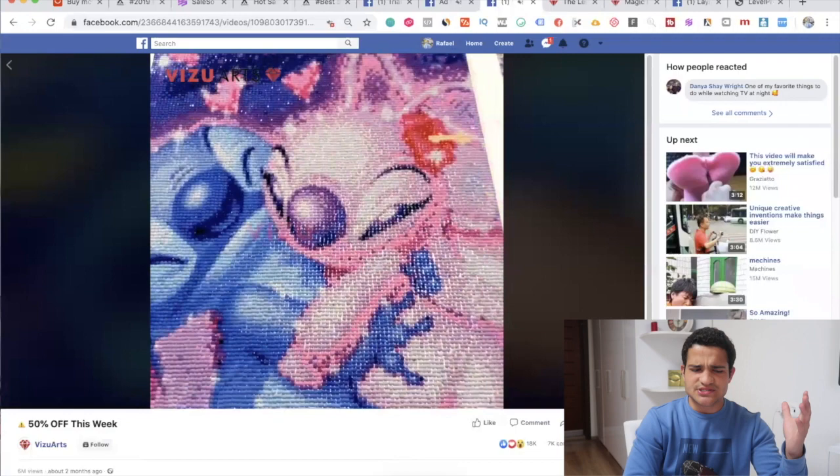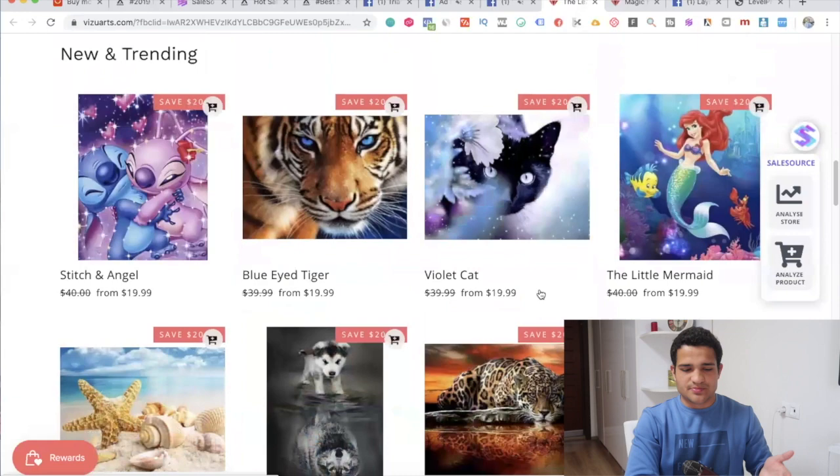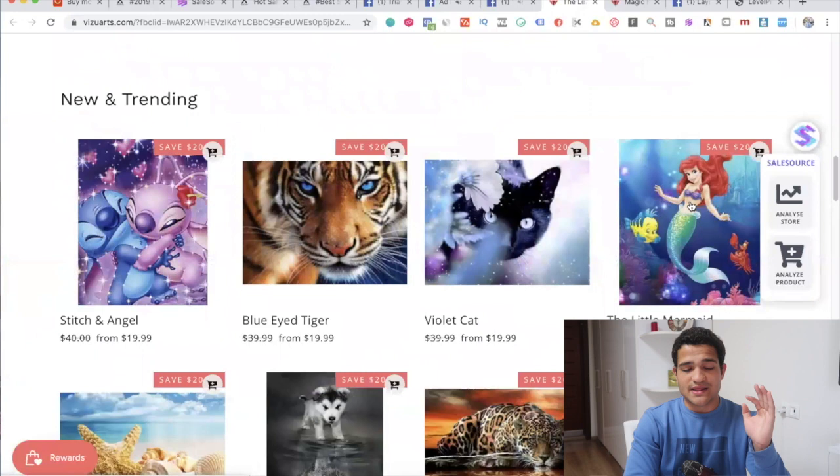And they're not super expensive. It's not like you're gonna have to spend a lot. For Magic Kingdom, it's $20. For Galaxy Night Sky, 20. Four Seasons 3, 20 bucks. Like, it's not terrible, right? $20 for this, it's actually pretty good. I wouldn't recommend selling anything that's from a particular brand or a big brand, like Little Mermaid. I'm not sure how they're getting away with that. I would not recommend you sell anything that's copyrighted or from a particular brand. Just stay away from any of that.